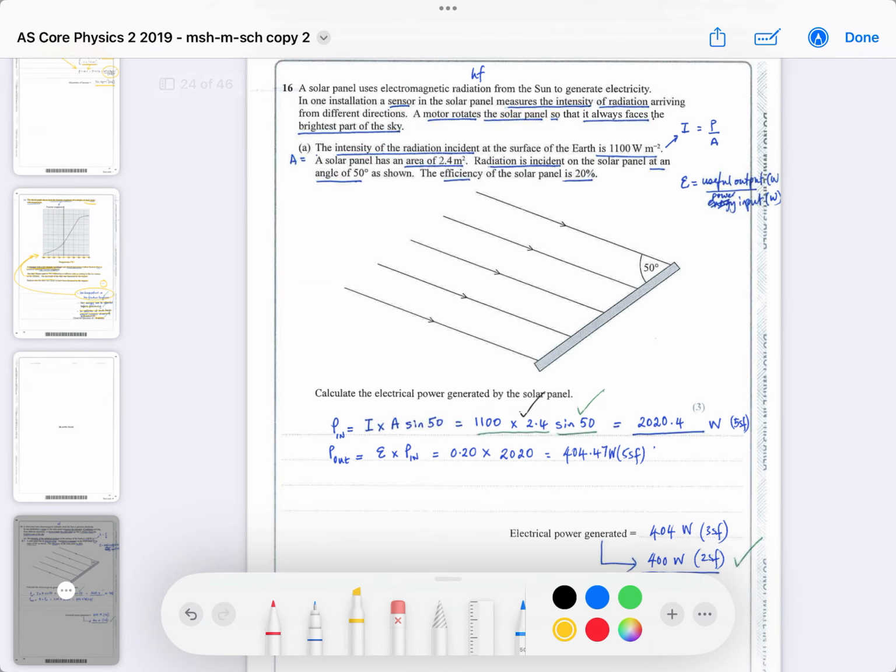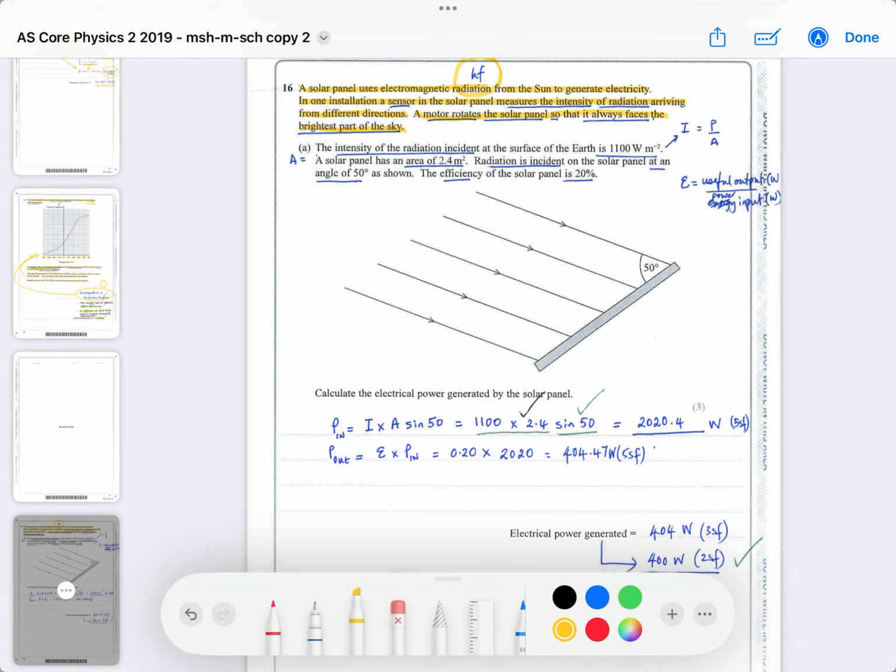Okay. All right, so it says question 16, the final question. A solar panel uses electromagnetic radiation. So E equals hf would be what you need to use from the sun to generate electricity. So photons are coming in. In one installation, a sensor in the control panel measures the intensity of radiation arriving from different directions. A motor rotates the solar panel so that it always faces the brightest part of the sky to maximize efficiency.